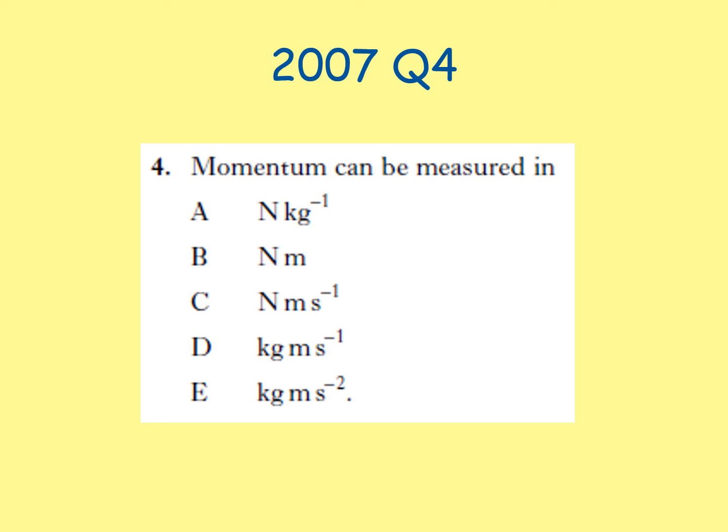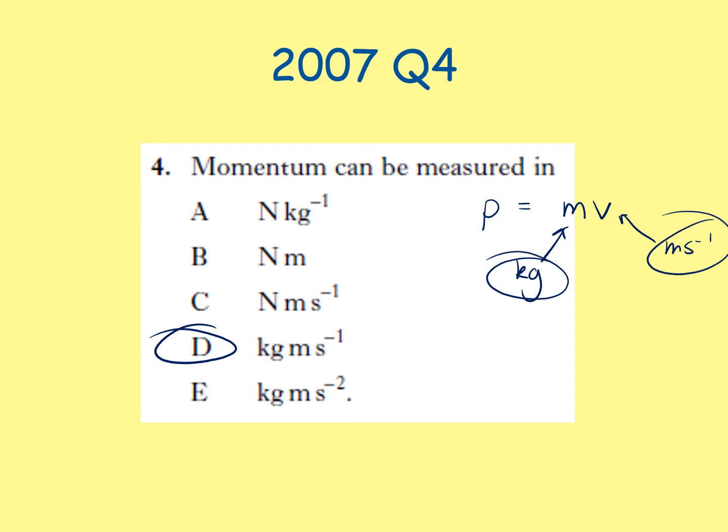Momentum can be measured in newtons per kilogram, newton meters per second, kilogram meters per second, or kilogram meters per second squared. This is a knowledge question, so we know that momentum can be measured in kilogram meters per second. If you're struggling to remember this, let's think back to our equation. Momentum equals mass times velocity. Mass is measured in kilograms, velocity is measured in meters per second. We can see that kilograms and meters per second directly combine to give our momentum being measured in kilogram meters per second.